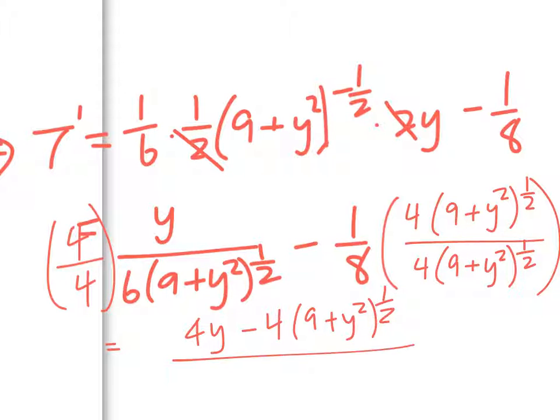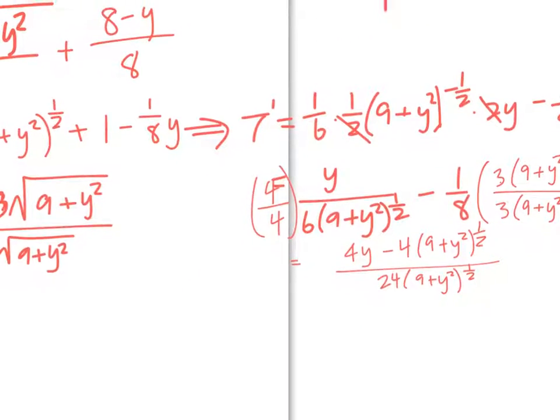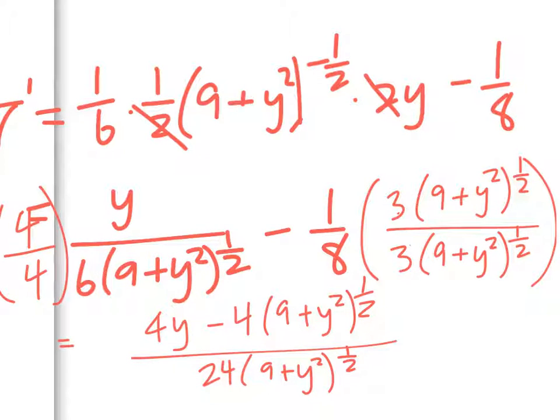In the denominator, I have, sorry, not 4. Over there, 3. 24 times 9 plus y squared to the 1/2. Sorry, that should be a 3. All right, and then make the top equal 0, the bottom equal 0, and solve.